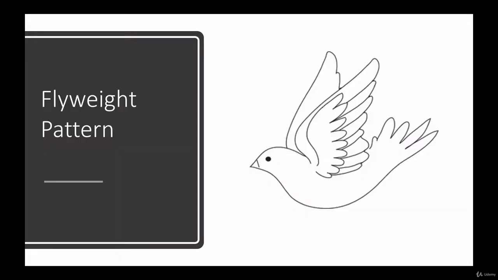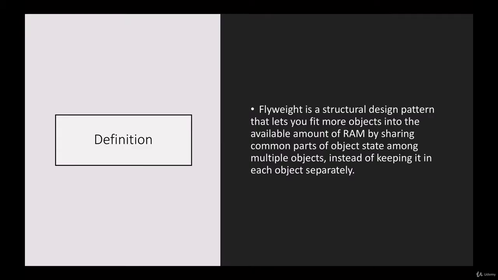Alright everyone, welcome to my structural design pattern video tutorial series, and in this video we will be discussing the flyweight design pattern. Let's have a look at the definition for this flyweight design pattern. Flyweight is a structural design pattern that lets you fit more objects into the available amount of RAM by sharing common parts of object state among multiple objects, instead of keeping it in each object separately.